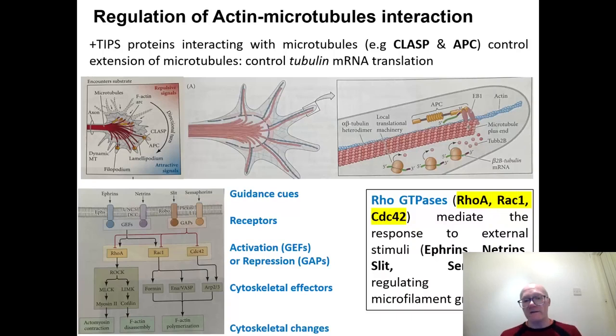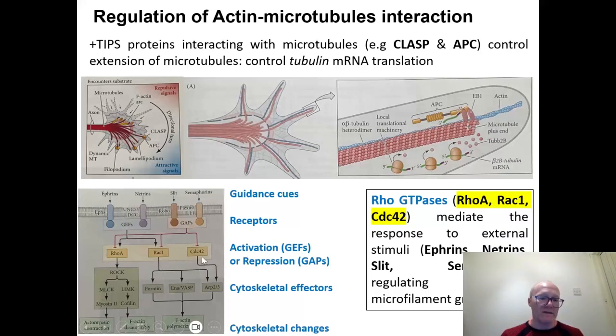So even if it is a negative stimulus, if they don't have the receptor, they are not going to respond to the negative stimulus. We are going to see an example of this later on. Now, when these receptors are activated, different pathways inside the cells are active or not. So we have activation pathways or repression pathways involving RhoA, RAC1, and CDC42.